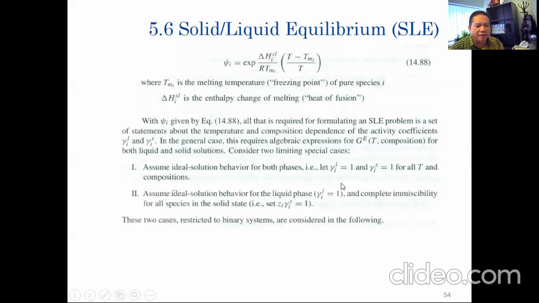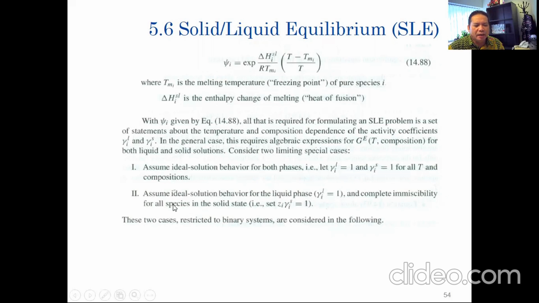With this, we can write it into this form, where the delta enthalpy here is the solid to liquid enthalpy change of melting, or the heat of fusion, and T_m,i is the melting temperature, the freezing point of your species i. For this, we have two scenarios that we consider for phi. The first scenario is that we assume ideal solution behavior of both phases, meaning gamma_i liquid equals 1 and gamma_i solid equals 1. So it is miscible for all T and compositions.